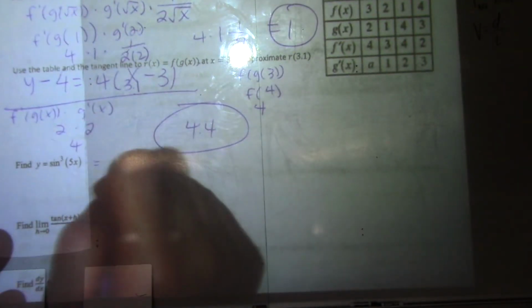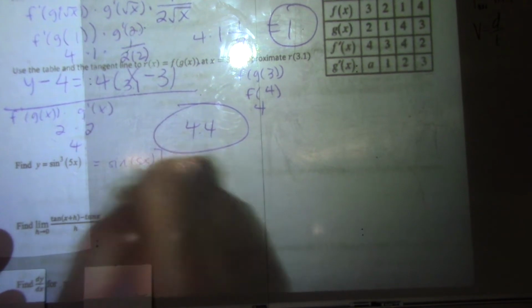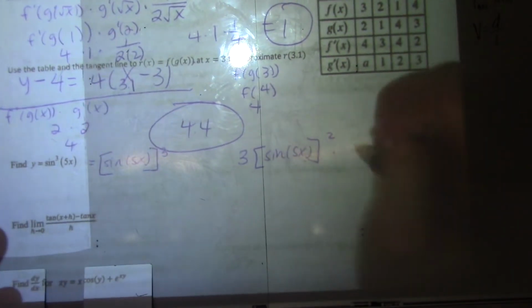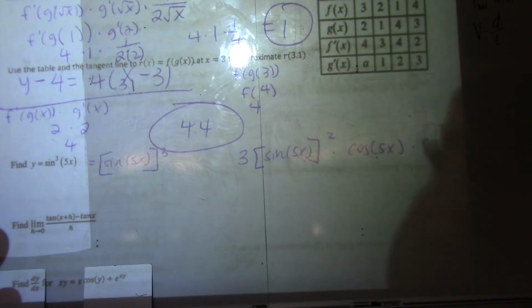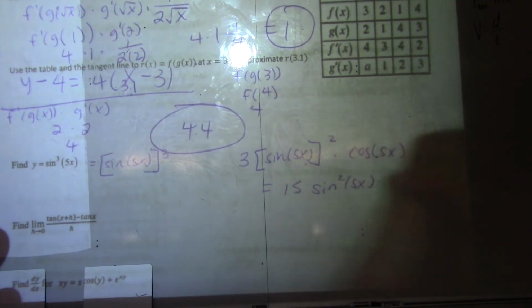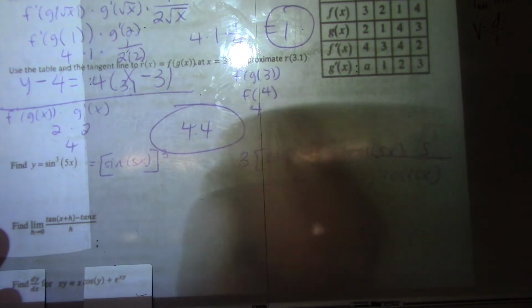Here, I'm going to rewrite this as sine of 5x, all cubed. Now when you take the derivative, that's 3 sine of 5x squared, multiplied by the derivative of the inside now, which is cosine of 5x, and one more inside times 5, so this is 15 sine squared of 5x times cosine of 5x.